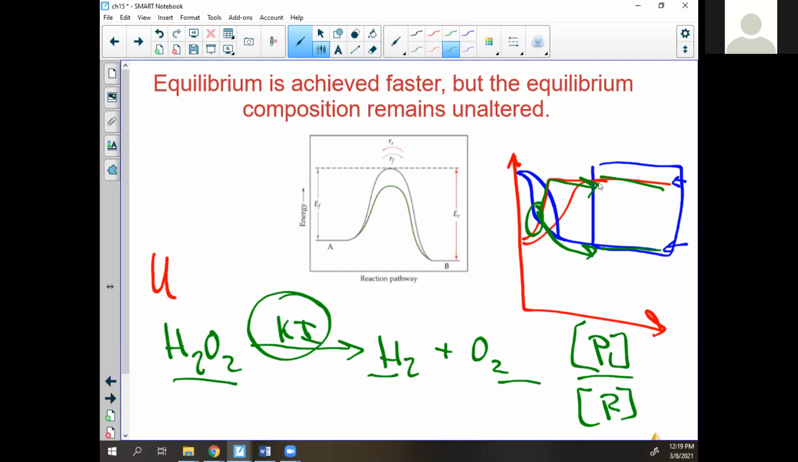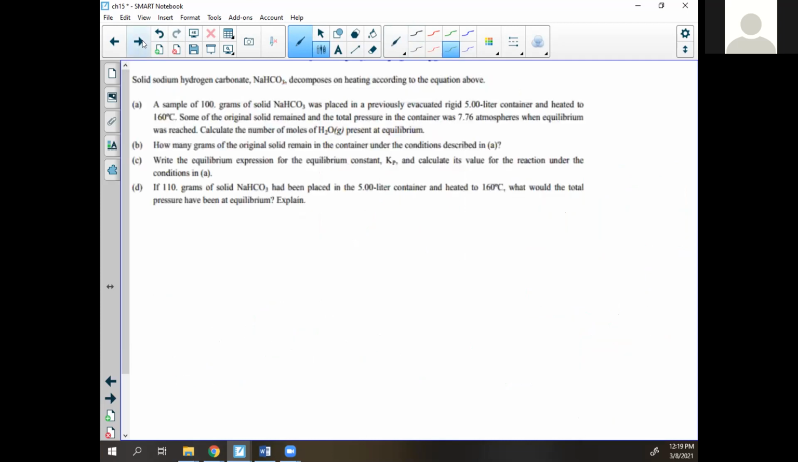It does, but equilibrium is like comparing the height of this to the height of this. We don't care if that happened here or here. Time-wise it doesn't matter. Doesn't the equilibrium get changed if you add a different amount of products, change the temperature or the pressure? Yeah, those three matter, but not the catalyst.